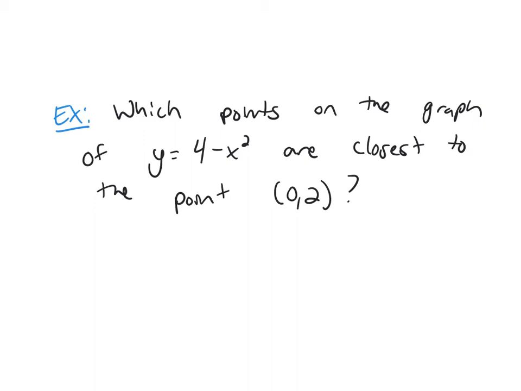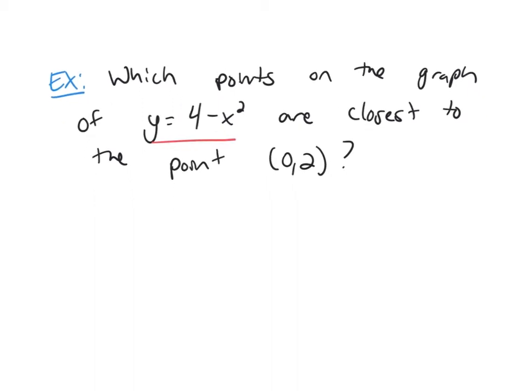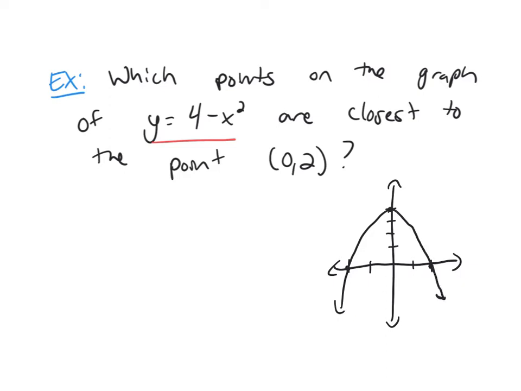So you might want to graph this function, y equals 4 minus x squared. It's a parabola and it points downwards. So we get a parabola, it looks like that. And I want to know which points on this curve are closest to the point 0, 2. So that point right there.